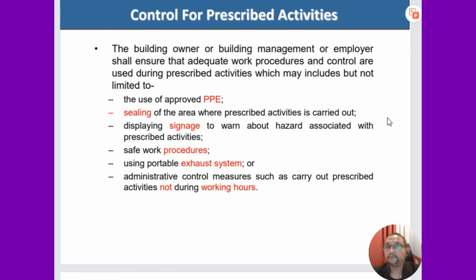Control for prescribed activity. When you do the activity, the building owner, building management, or employer shall ensure the appropriate work practices and controls are used during prescribed activity, which may include but is not limited to: you must use PPE, seal off the area, display signage, follow safe work procedures, and use a proper exhaust system. This is all the process or method when you do the prescribed activities. Administrative control measures such as carrying out prescribed activity not during working hours.